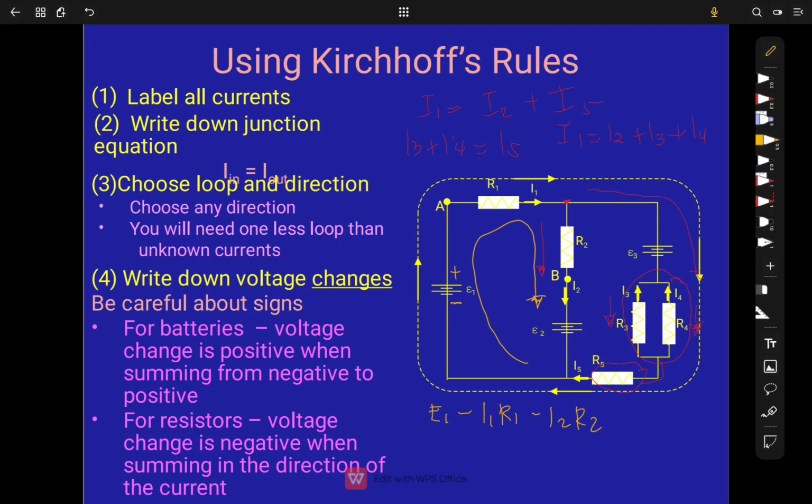And then, dadaan siya ng E2, sorry. That's E2. Dadaan tayo ng E2 from positive, negative. So, that is negative E2 is equal to 0. So, ganun po yung ating paglulup. Pag KVL. Kasi voltage tayo.